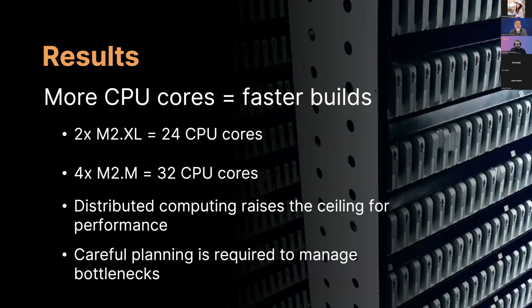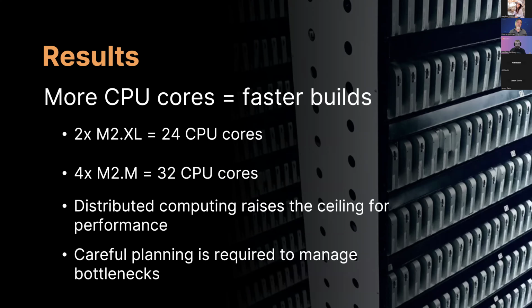And that was the takeaway. More cores is faster builds. The power pair has 24 CPU cores total. The Fantastic Four has 32 CPU cores total, and the performance that we saw was directly related and correlated with the number of cores in the worker node cluster.